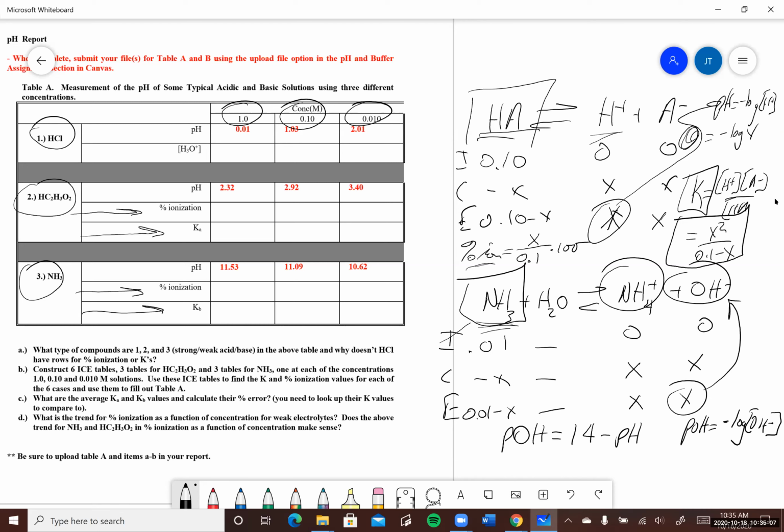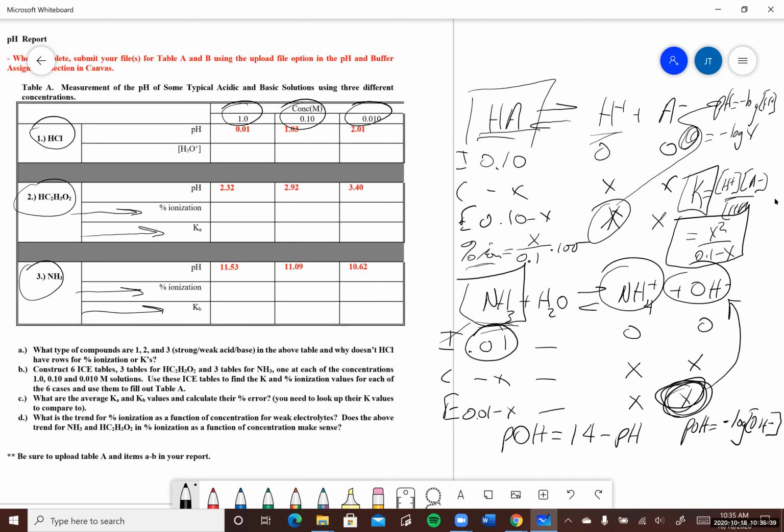So you're going to write out those 6 ice tables. This is going to help you with lecture problems of the type that give you the initial concentration and then one at equilibrium. In this case, they don't give you the concentration of one of the compounds at equilibrium. What they give you is the pH, which you can calculate the pOH, and then you can calculate X, or that one at equilibrium. Once you have that, then you can solve for K.